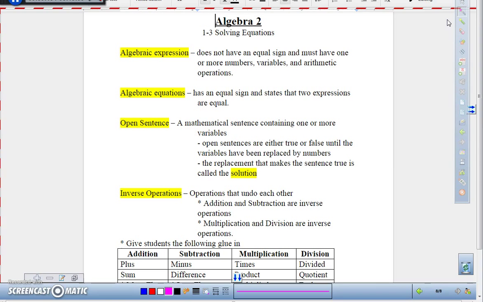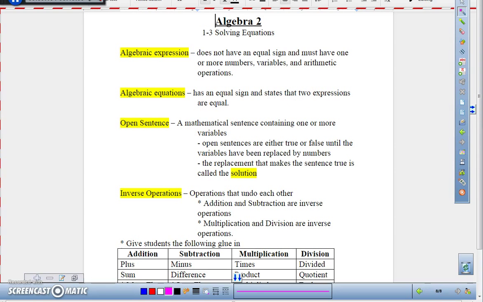Open sentences, I'll let you guys read that. We're not really going to work with that too much today. That was more completely Algebra 1, but I will let you read that as you go. Remember that inverse operations are operations that undo each other. Addition and subtraction are inverse operations. Multiplication and division are inverse operations. For example, when you're solving an equation and there's an addition portion, to undo that task, you would do subtraction.